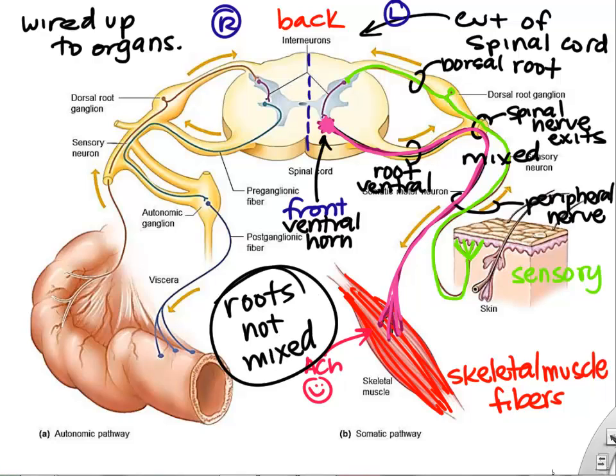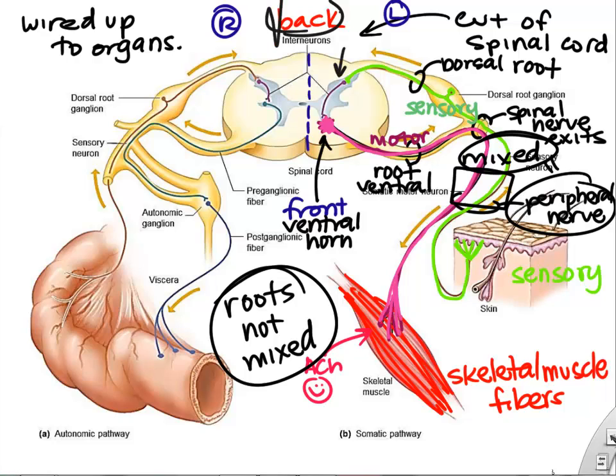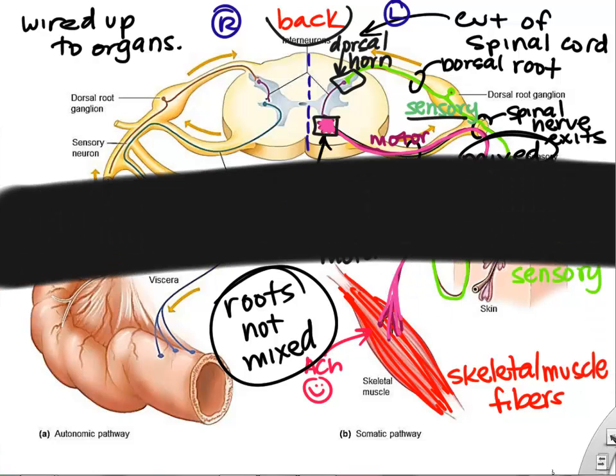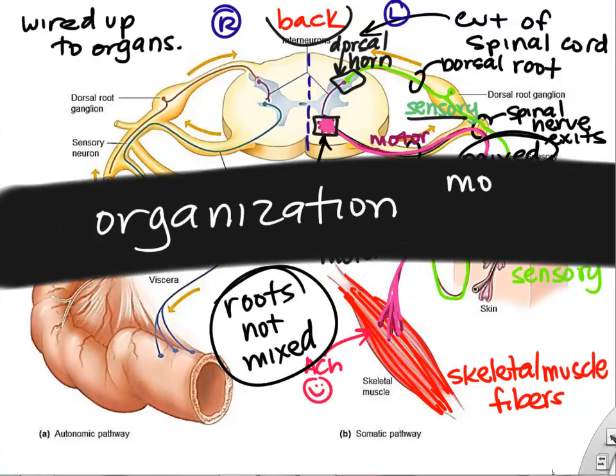So the roots, as they attach to the spinal cord, are not mixed. The motor and sensory are separated out. That's kind of interesting, versus the spinal nerve plexuses and nerves that go to our actual skin and muscles, which are mixed. So just some vocabulary: ventral horn, dorsal horn, ventral root, dorsal root. Okay, so it's all about organizing the wiring, really.